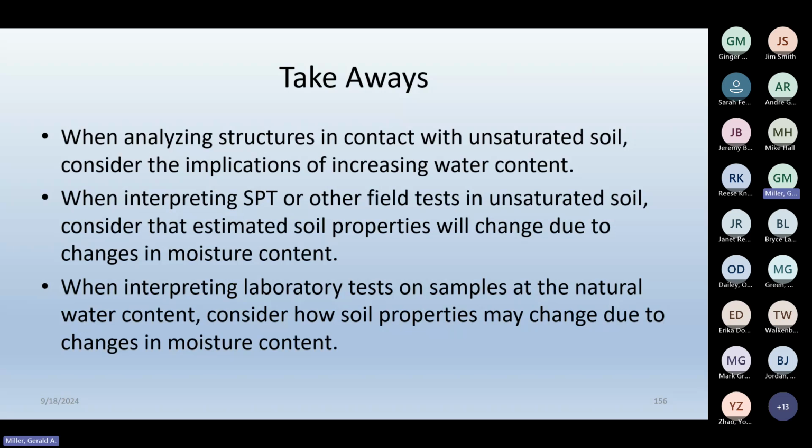So first, when analyzing structures in contact with unsaturated soils, consider the implications of increasing water content. I think we've gotten that message across. When interpreting field tests, consider that estimated soil properties will change due to changes in moisture content. I think we've established that. And when interpreting laboratory tests on samples at the natural water content, consider how soil properties may change due to changes in moisture content. All of these things are within your reach.